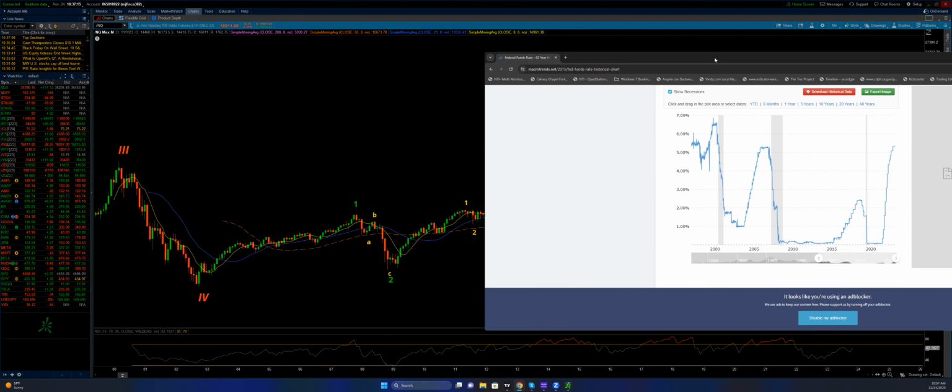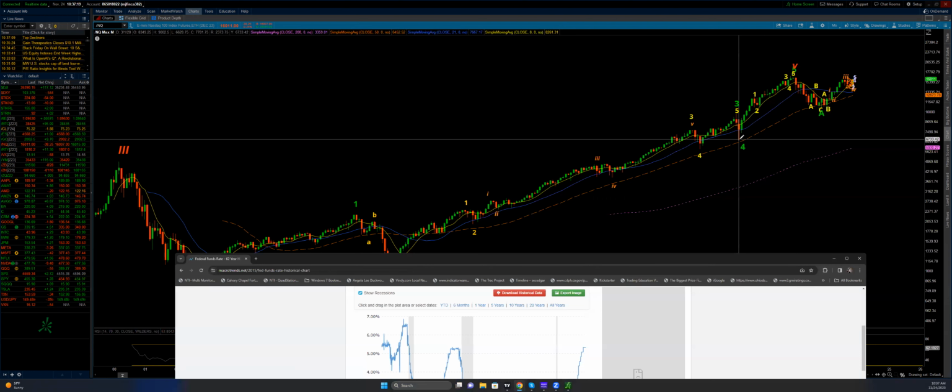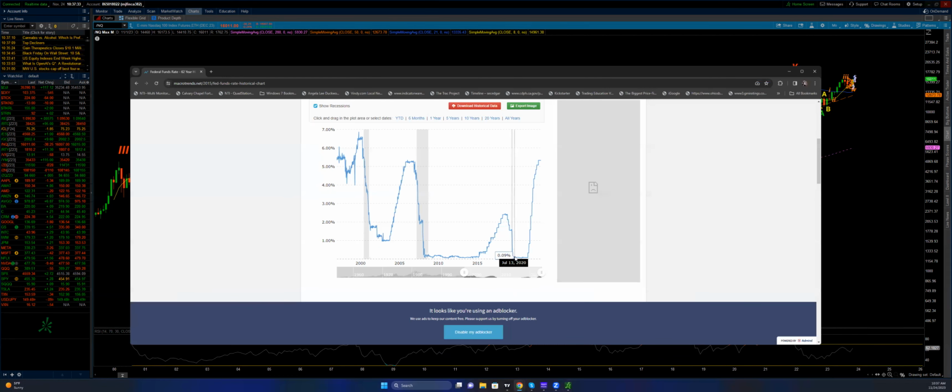Now, I want to take a look. March, what is this? March the 30th. We're at 0%. And so now we have the zero interest rate policy for all the way, look at that, all the way up into 2022, all the way to 2022.